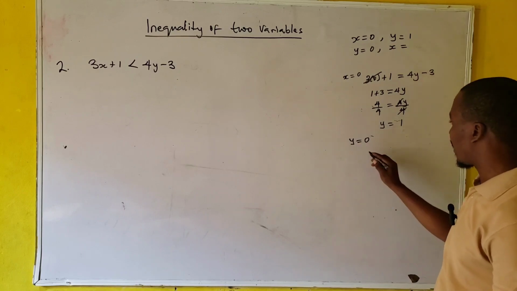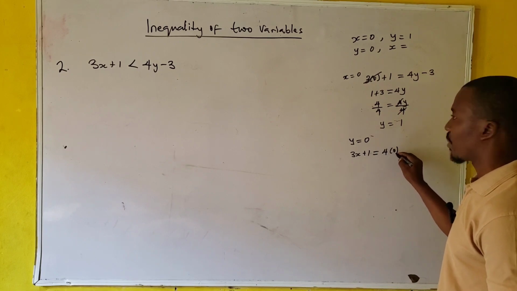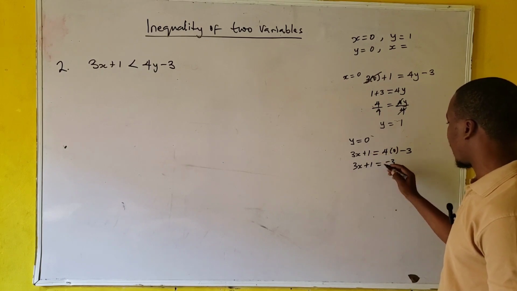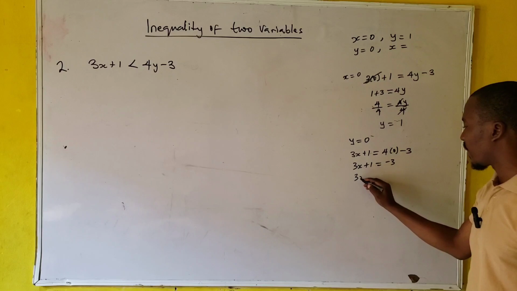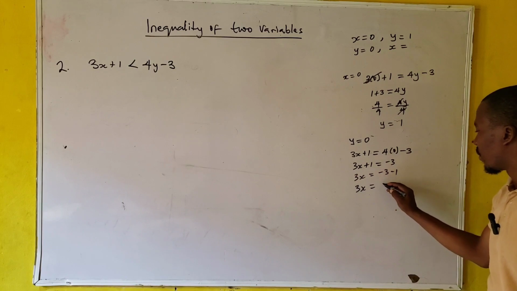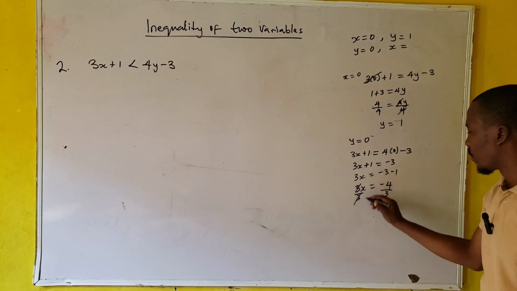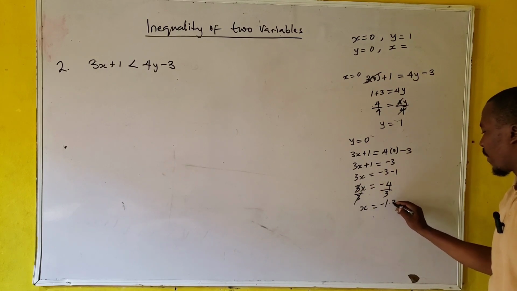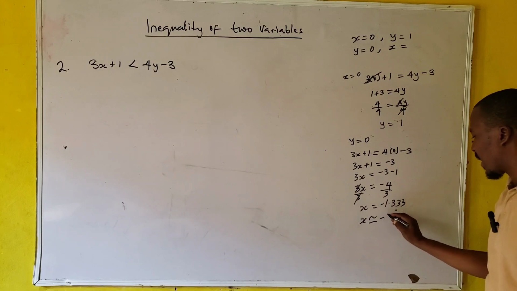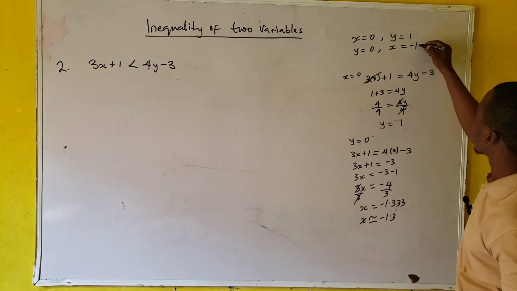So let's put it back there. So I'm going to have 3s plus 1 equal to 4 into 0 minus 3. So that will give me 3s plus 1 equal to minus 3. This one coming over here, I have 3s equal to minus 3 minus 1. That will give me that 3s equal to minus 4. So when you divide both sides by 3, this and this will go. s will give me minus 1.333, which we can approximate to the nearest one decimal as minus 1.3. So we'll write our minus 1.3 here.